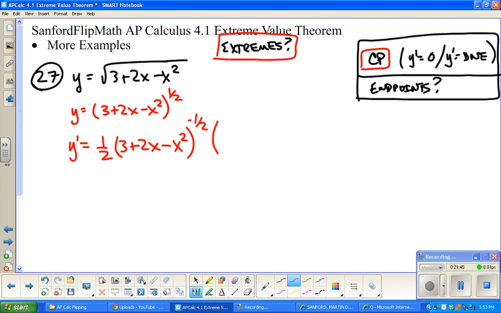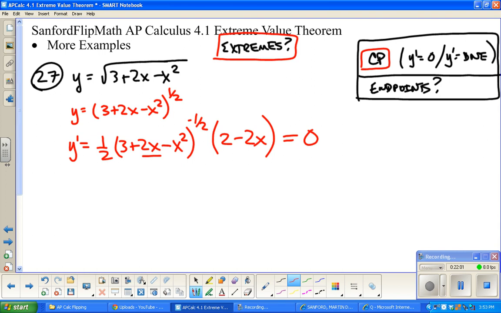So again, power rule with a function inside it. We're doing 1/2, we subtracted 1 from the exponent, and then we're going to do the derivative of the inside. Derivative of 2x is 2. That's 2x. I want to know where this whole thing is equal to 0.